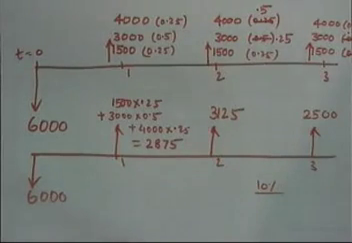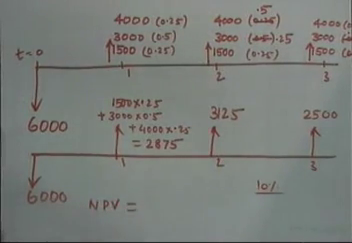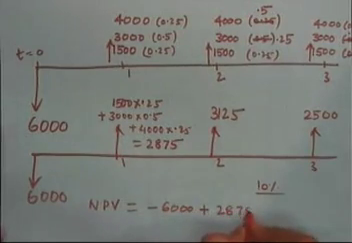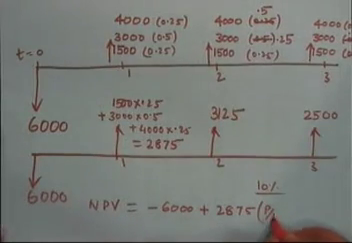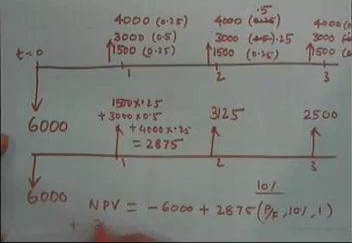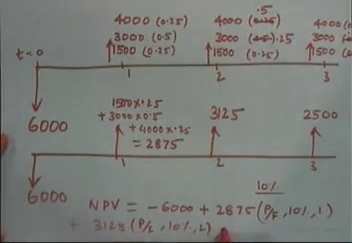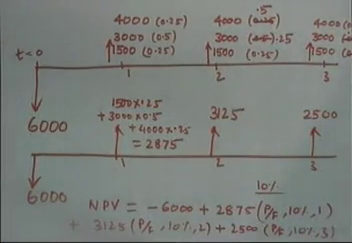Now once I have got the expected value calculations with me, I can easily find the net present value for this. It is going to be minus 6000 plus 2875. I am interested in finding P. I am given F at 10% year 1 plus 3125, P given F 10% year 2 plus 2500, P given F 10% year 3. So this is how I calculate the net present value now.